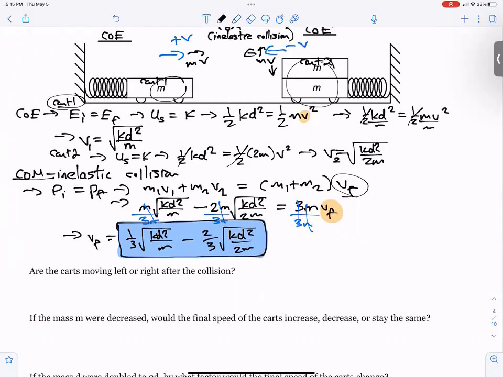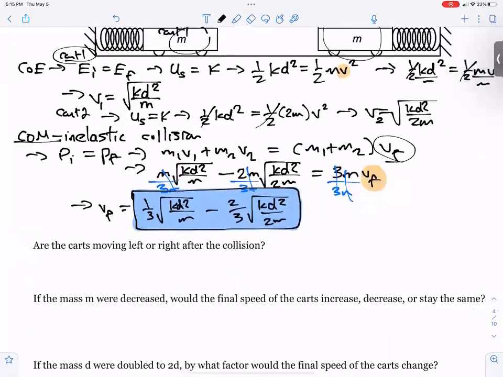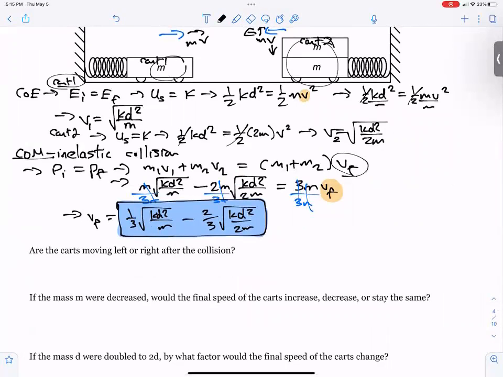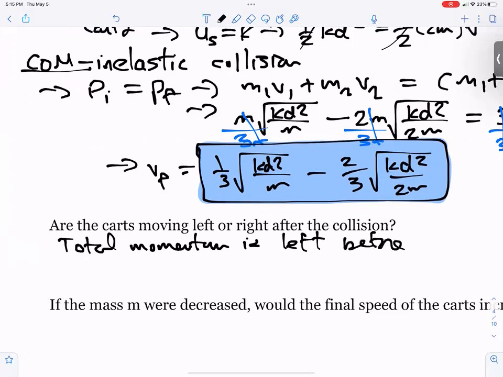what you end up with is a little bit less velocity, but it turns out that the doubled mass is actually more than the less velocity. So you actually have a greater momentum coming from the left than you do the right. So the total momentum of the system is, before collision, directed left. The total momentum is left before the collision.